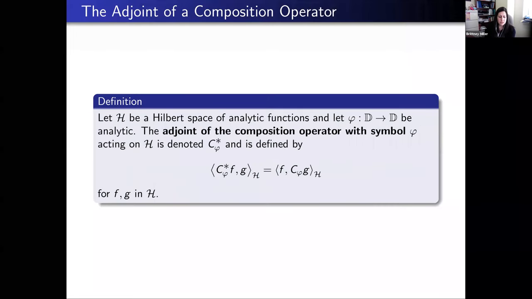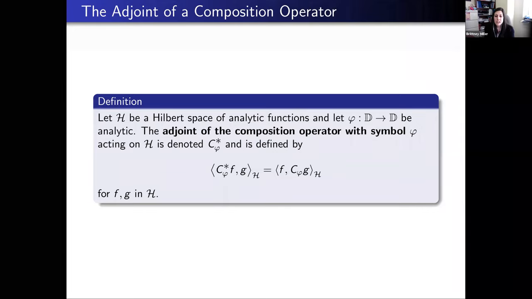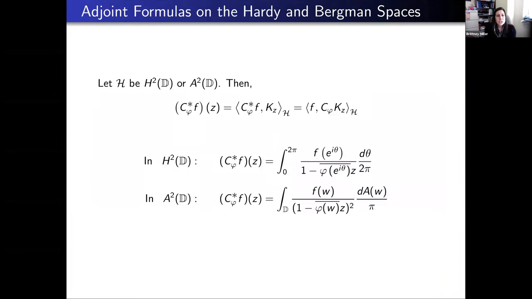Okay, so now I'll move into the second half of the talk, which will focus on adjoints of composition operators. We define this in the usual operator theory way with the inner product. So we'll call C_phi star the adjoint. It's defined where if we take the inner product of C_phi star F with G, then that's the inner product of F with C_phi of G. And here again, we'll focus mainly on the Hardy space and the Bergman space.